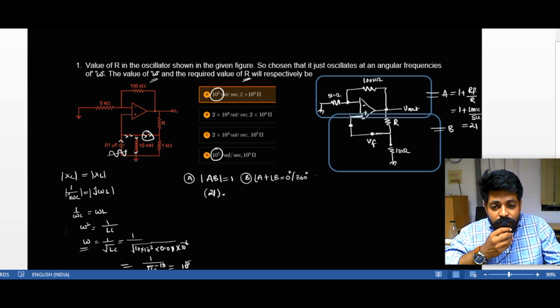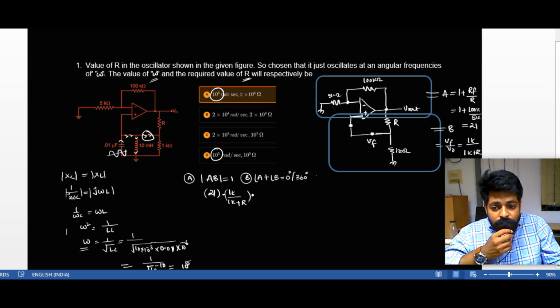and the output of this one, it's like a voltage divider network. If I solve this one, the beta will be nothing but VF by V0. If you solve this one, by the voltage divider rule, it is 1 kilo ohm by R1 plus R2, that is, 1 kilo ohm plus R. So this much beta you got. Let me substitute that one also: 1 kilo ohm by 1 kilo ohm plus R. This is my beta value.